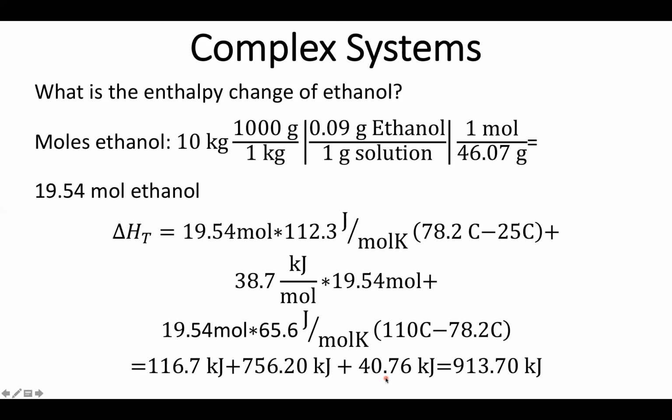So one of the big things you're going to notice is that it's very common for the latent heat to be the dominant part of any of these combined processes. And as a whole, we have a heating rate of about 900 kilojoules per hour. And again, most of this is going into the actual boiling of the ethanol.